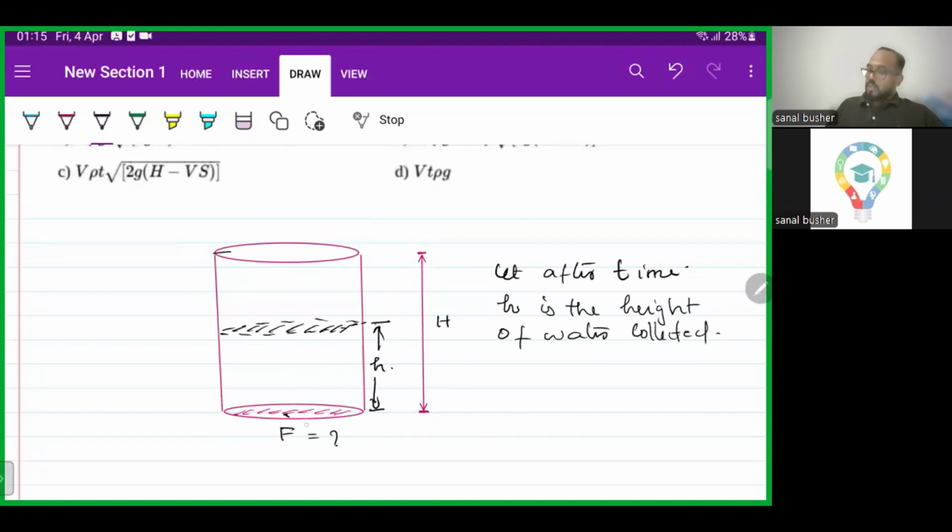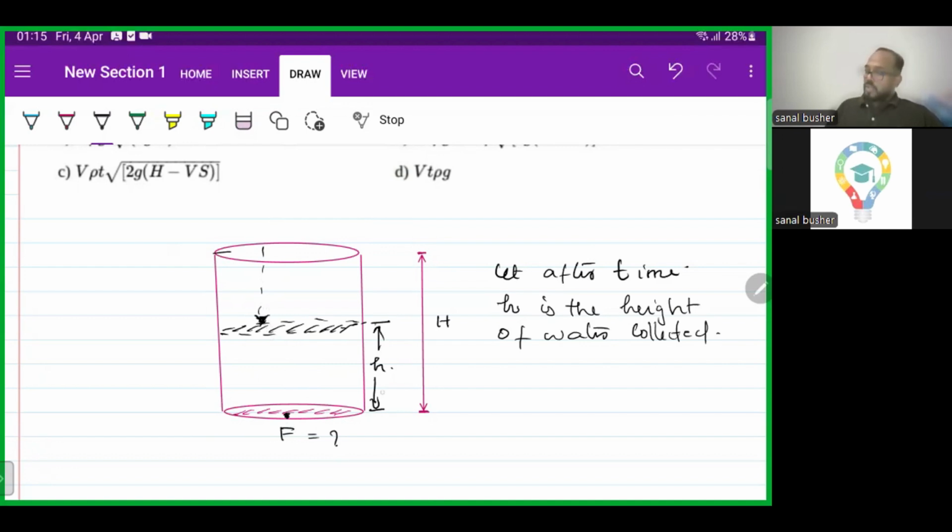So what is the force at this point? The weight of the mass collected, right? The weight of the fluid collected will exert a force. Along with that, one more force is acting. The water is falling in this direction, right? So due to the impact, the impulse of water, one more force is there. So you need to find out both.